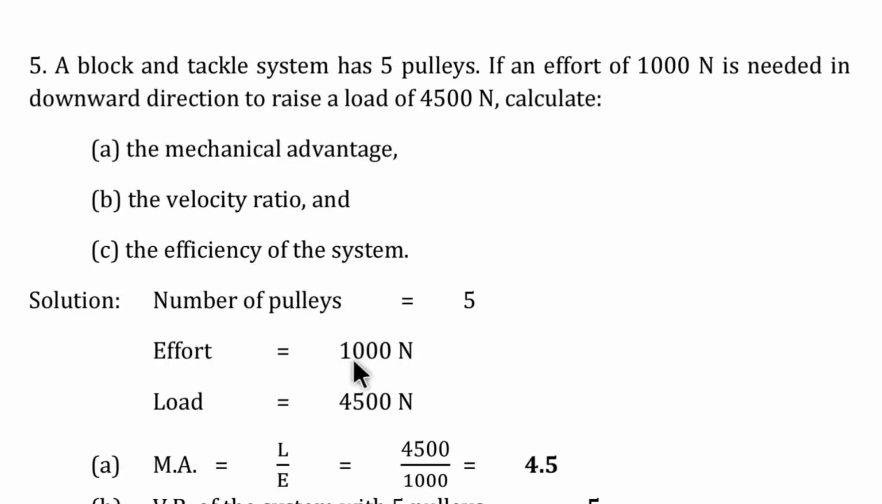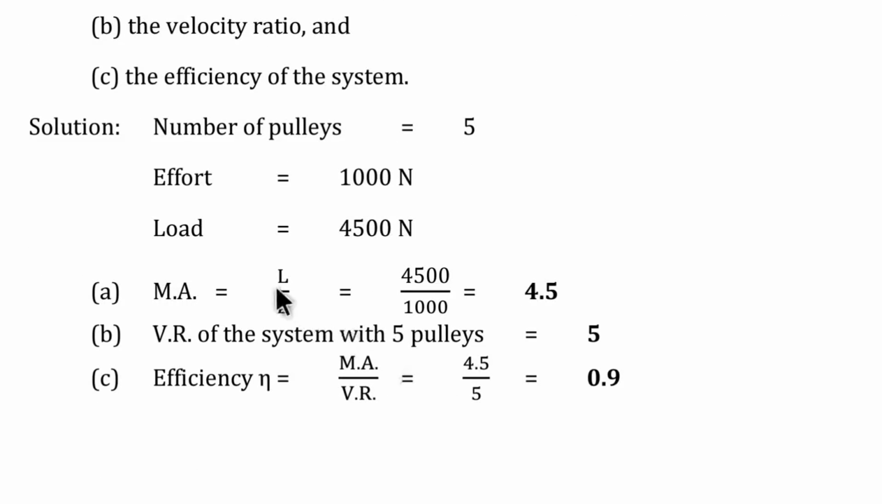Number A, the mechanical advantage is obtained by load divided by effort, that is 4500 divided by 1000, which is equal to 4.5. So the mechanical advantage of this block and tackle system is 4.5. Next, the velocity ratio of the system of 5 pulleys, we have learned, is equal to 5. So here no need to do the calculation. So VR is equal to 5. Next, you have to find the efficiency. Efficiency again is equal to mechanical advantage by velocity ratio. 4.5, that is the mechanical advantage, and velocity ratio is 5. When you divide this, you will get 0.9, or you can also write it in percentage as 90%. That will be the required answer.